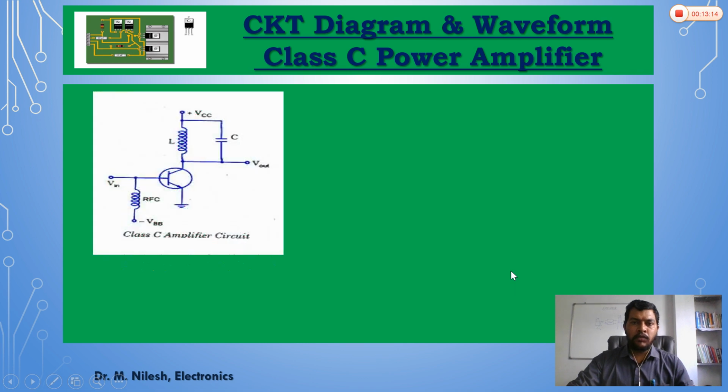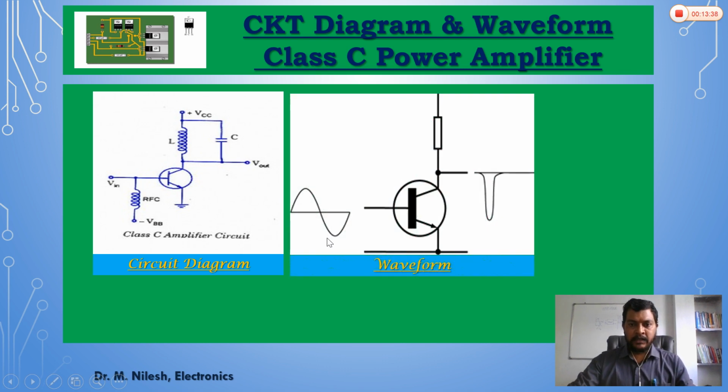So the circuit diagram of class C power amplifier is like this. As you are able to see, there is an inductor and a capacitor which is used as a tuned circuit over here in the collector side, and RFC is used with respect to negative VBB voltage and positive VBB voltage. The output is taken across the collector and input is applied to the base, and in the waveform you are able to see that only a small portion of this input signal is being amplified, and therefore it is called a class C power amplifier.